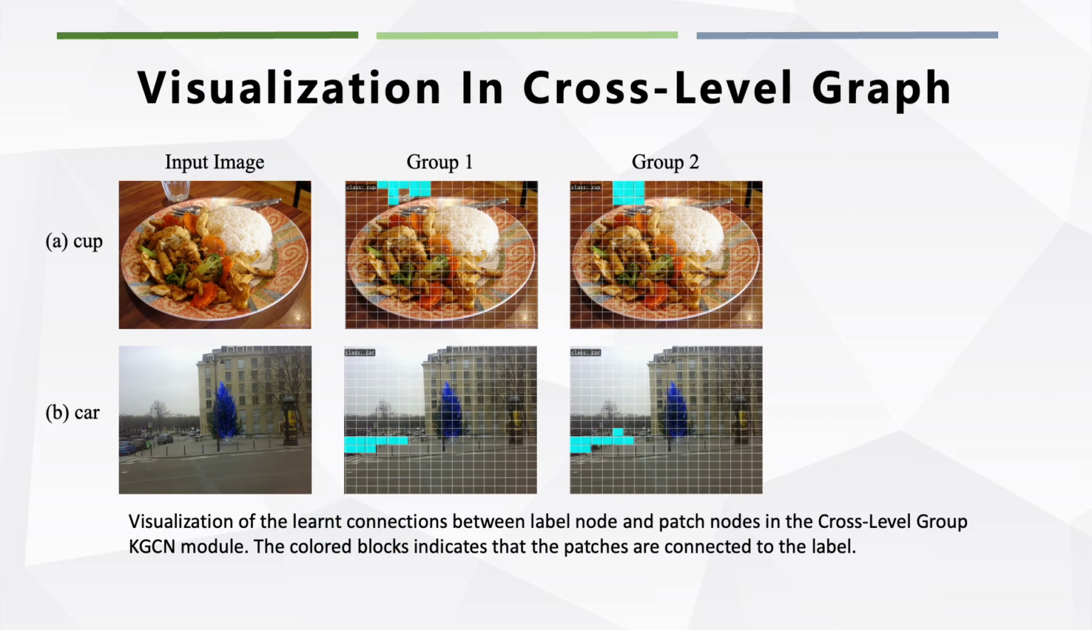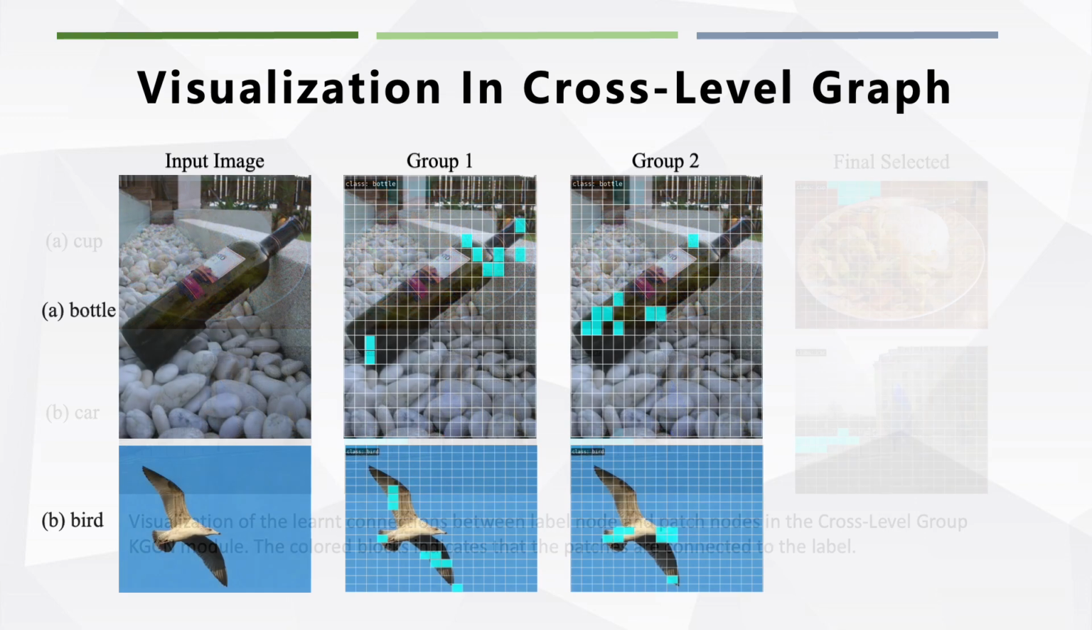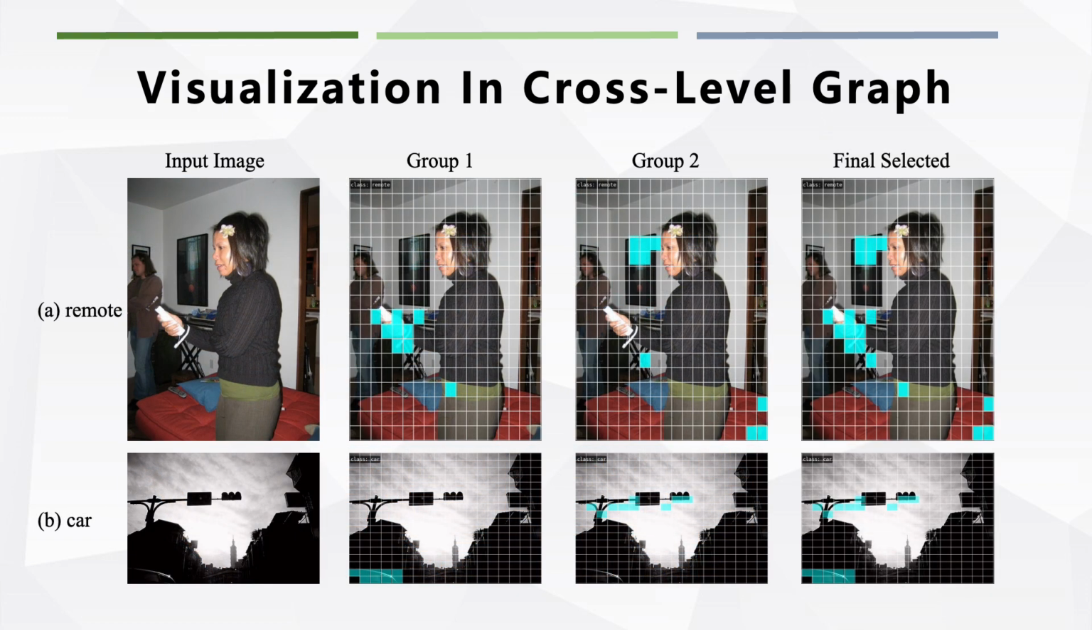In the visualization, it can be observed that group KNN effectively adapts to the size of objects. For smaller objects, the final selection of the label node is effectively concentrated around the region containing the target object. For larger objects, the final label node selected a sufficient region and attended to different parts of the object. Moreover, by utilizing different subgroups, Group KNN extracts co-occurrence relationships in a flexible manner, such as between remote controls and televisions, or cars and traffic lights.